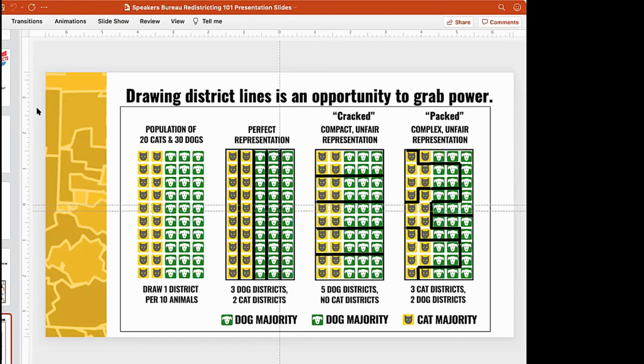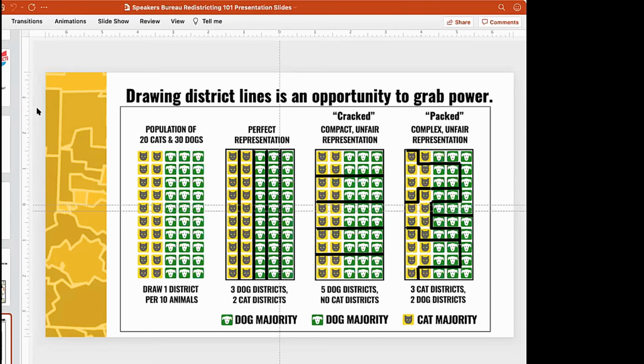In this example, districts could be drawn to give perfect representation. That's the second box. Or they could crack the districts, and that means put a small number of cats in each district. And that gives us the third box, where there are 5 districts in which the dogs are always in the majority, and there are no districts in which the cats are in the majority.